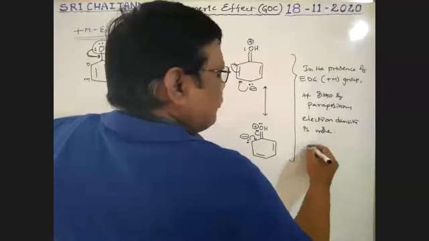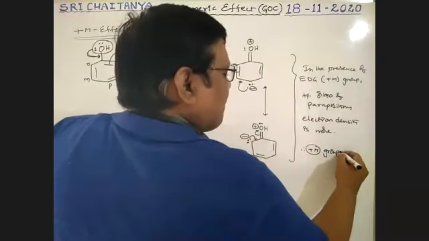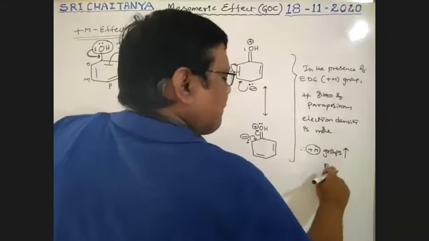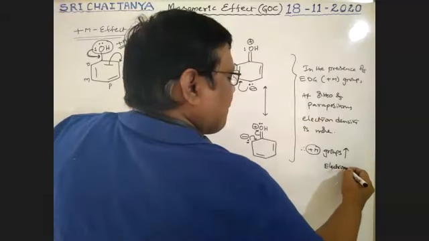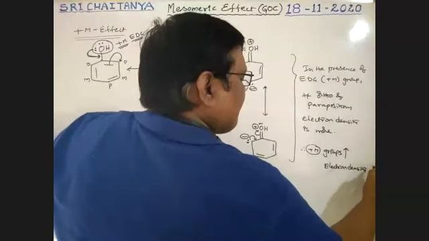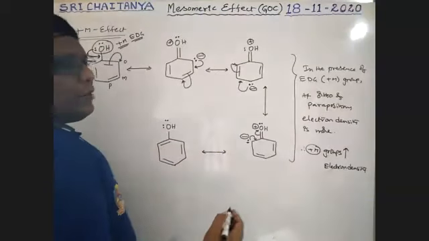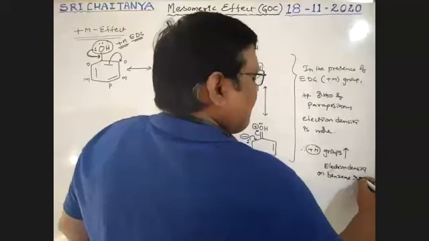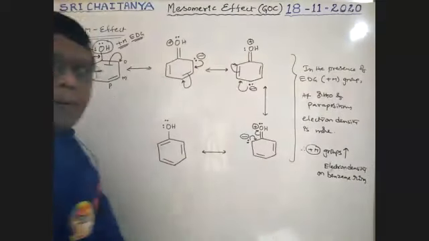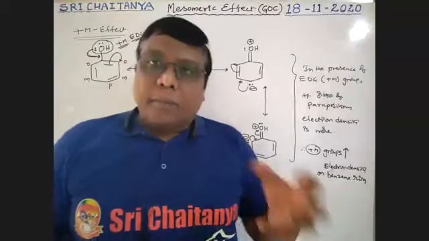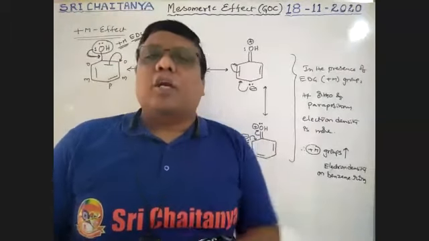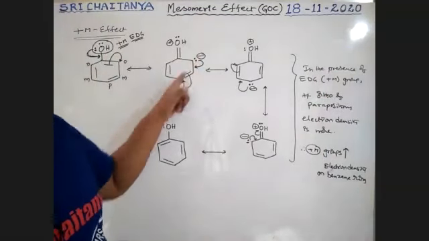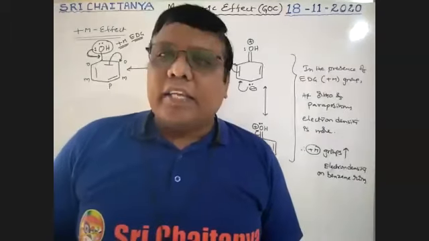Therefore, plus M groups increase electron density on the benzene ring. These are very, very important conditions for us. So when a plus M group is attached, ortho and para positions get more electron density, they get negative charge.